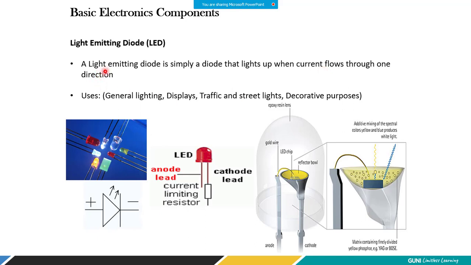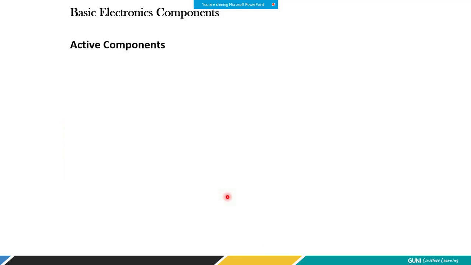LED I have already spoken about. Light emitting diode is simply a diode that lights up when current flows through it in one direction, right? So this is how your LED looks like. I have already said. You have an anode lead, you have a cathode lead, right? And let's move to the active components.